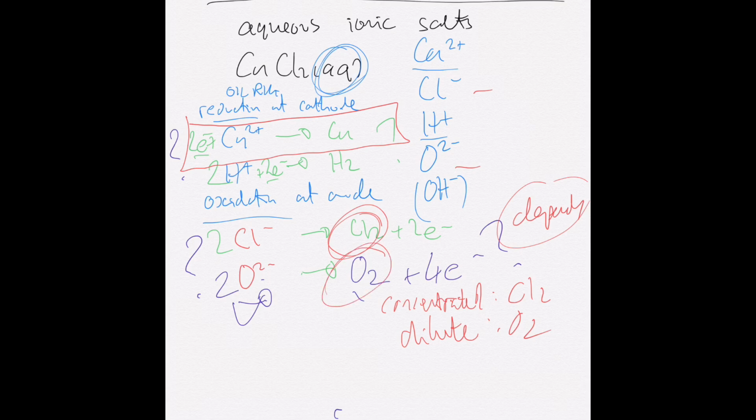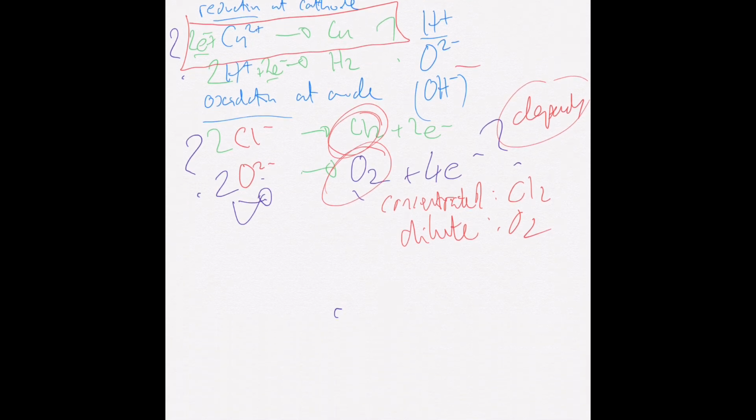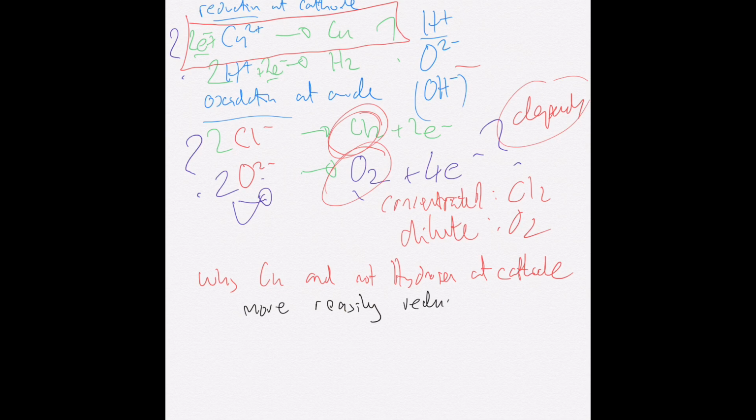Okay, hydrogen. So why, you sat there thinking, well, why? Why copper and not hydrogen at the cathode? Dead red cats. Because the copper is more easily reduced. Copper is more easily reduced. So it's easier for copper to gain those 2 electrons than it is for hydrogen to gain those 2 electrons. And at iGCSE, this will change if you do any post-16 qualification.